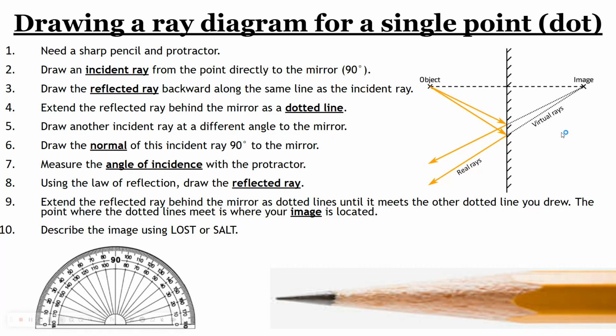So in this video, we had a brief introduction to plane mirrors, what they are, what the image characteristics are, terminology, how to describe image characteristics using LOST and SALT. In the next video, we're going to take a look at some examples of drawing ray diagrams for objects in front of plane mirrors.